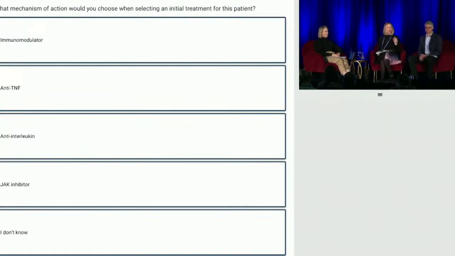So let's redo the question. If you all want to see if your ideas have changed after listening to really a tour de force around these treatment strategies, again, what mechanism of action would you choose when selecting an initial treatment for this patient? Immunomodulator, anti-TNF, anti-interleukin, a JAK inhibitor, or you still don't know?